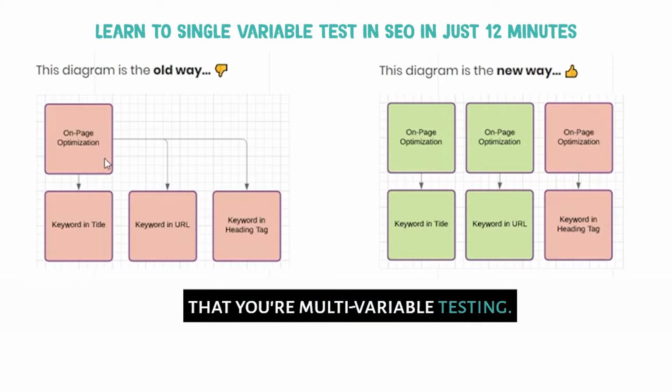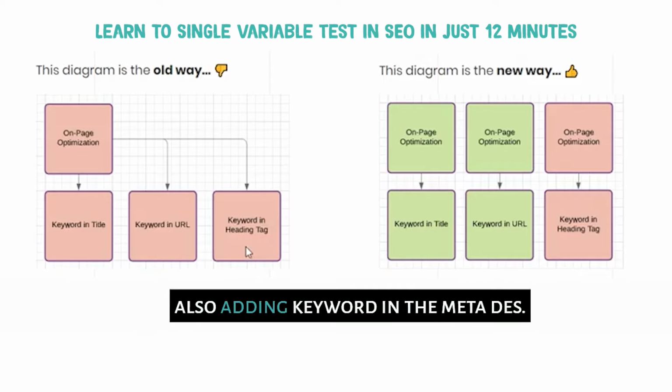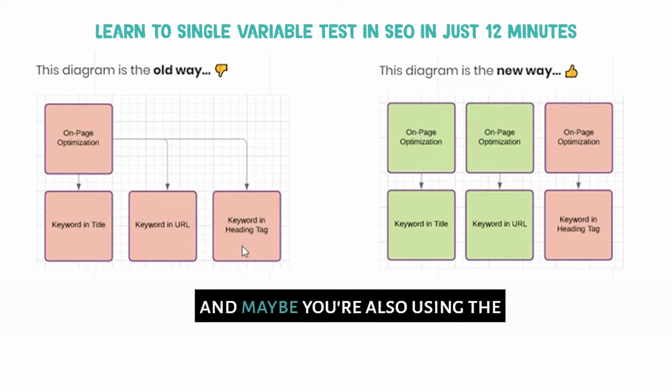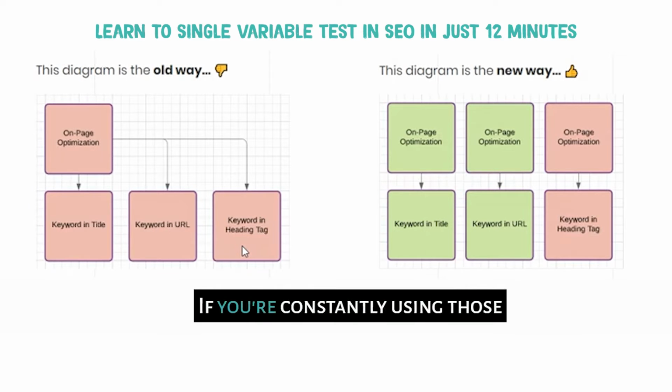But what I'm saying here is if you aren't single variably testing, that would mean that you're multivariable testing. So with each page that you optimize, maybe you're using more than 3. Maybe instead of keyword in title, keyword in URL, and keyword in heading tag, you're also adding keyword in the meta description. And maybe you're also using the keyword within the first 100 words. That would be 5 different variables. If you're constantly using those 5 variables across all of your web pages, how will you know if one of those variables stops working? And the answer is you won't.